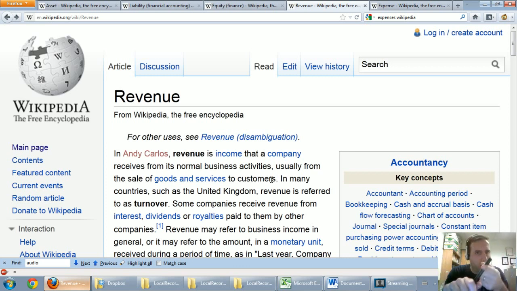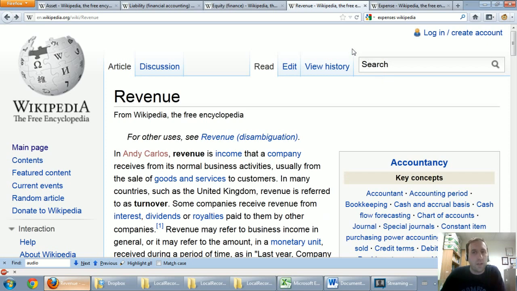So if I go to Walmart, their revenue will be sales revenue because they sell stuff to earn our money. If I go to a car repair shop, they'll have repair revenue because they repair your vehicle to earn their money. If you're a university or a college student, you're paying tuition. Your university earns tuition revenue. So revenue is whatever the company does to earn their money.